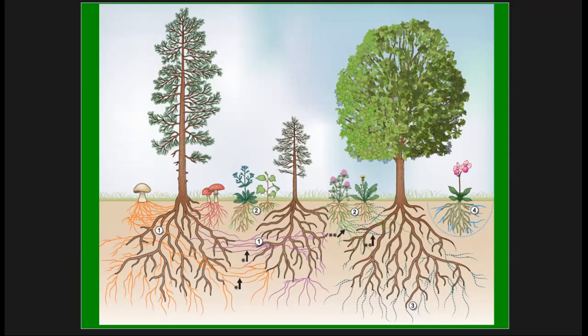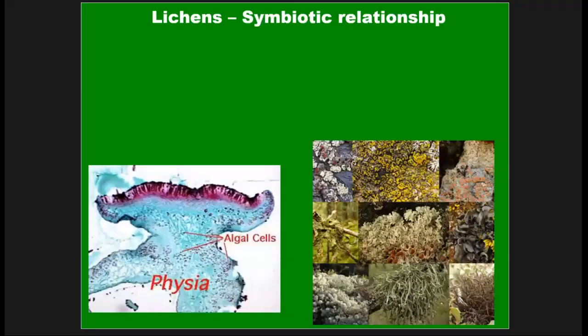And so I'll talk to you a little bit more about that as we get more into the angiosperms and gymnosperms. Okay, so mycorrhizal relationships are incredibly important for the vast majority of plants on the planet.